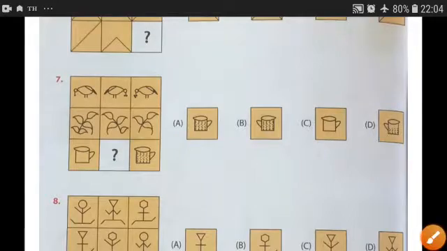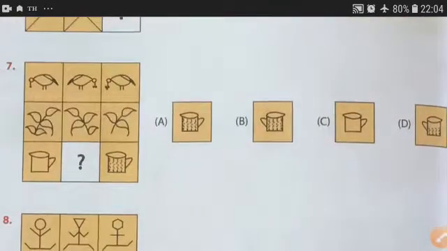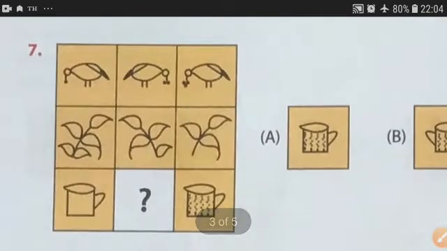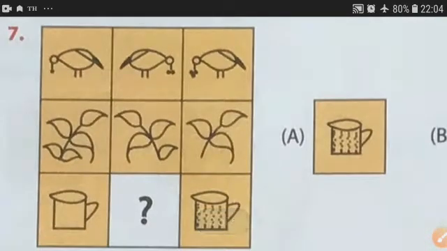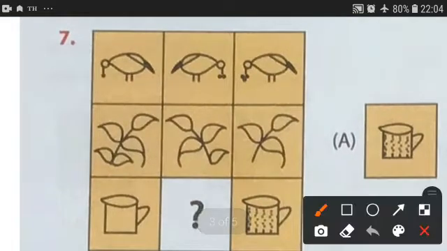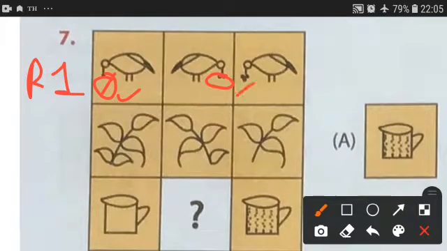Okay students, now coming to question number 7. This is also a 3 cross 3 matrix, and you can check in row 1. This is our row 1. One bird is there, and it has only one seed here. Now here 2 seeds, here 3 seeds.